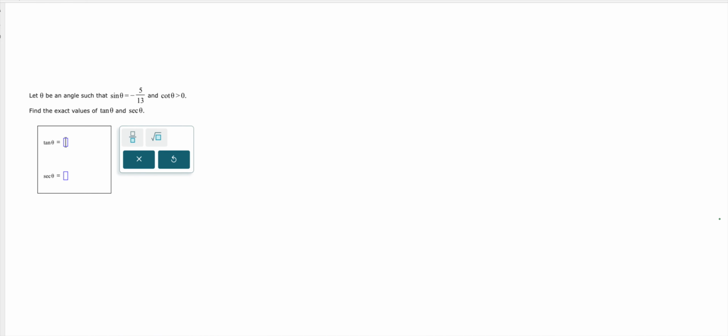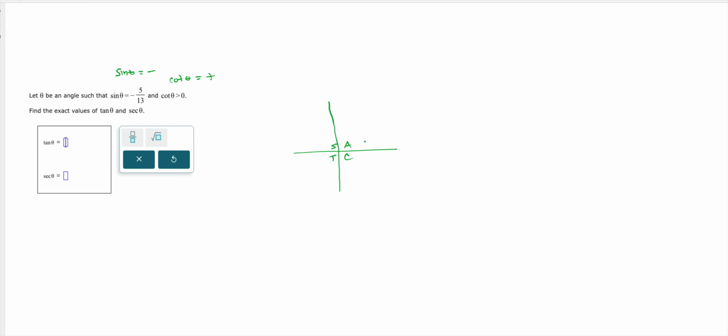Okay, so let's draw this angle according to what we know. All right, so such that sine is -5 over 13. So what I'm seeing there is that sine theta is equal to a negative number. And then cotangent is greater than 0, that's telling me that cotangent is positive. So let's think about where I'm going to draw this angle.